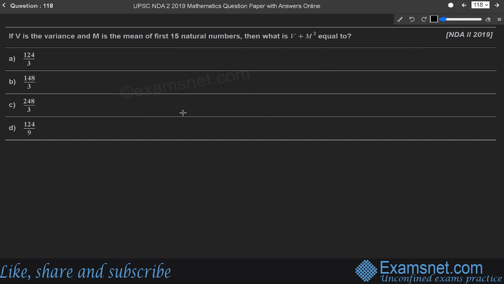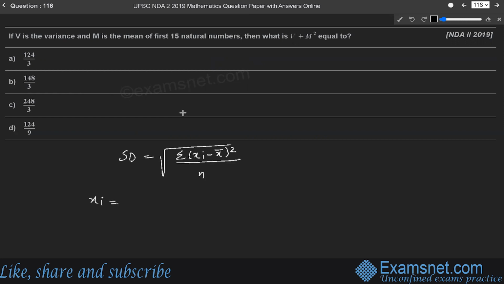Next question is also a very important question. This kind of question always comes in the exam. If V is the variance and M is the mean of first 15 natural numbers, then what is V plus M square equal to? We know that standard deviation is equal to under root of summation of xi minus x bar whole square divided by n.